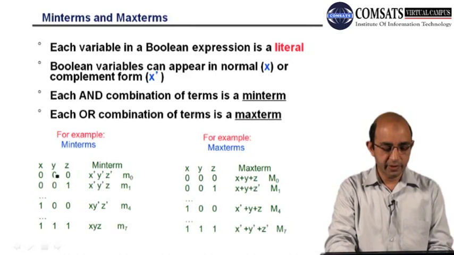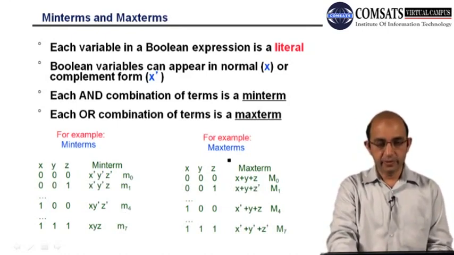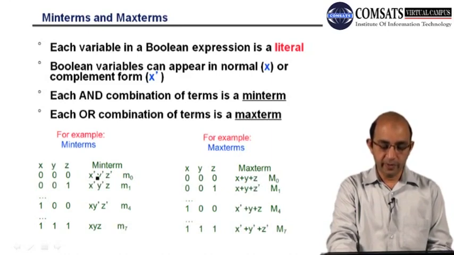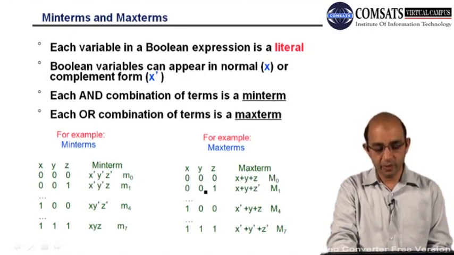So m naught, that is 0, right? So m1, that corresponds to the first term, then so and so forth till we reach the 7th min term, right? Then max terms. Instead of having the AND operation, we will be having the OR operation, and there is one more important change. In the corresponding slots or columns where we have 0, we will write them as they are, x plus y plus z, but whenever we come across 1, we will complement it. So this is the opposite of min term. So here the operation is also changed.